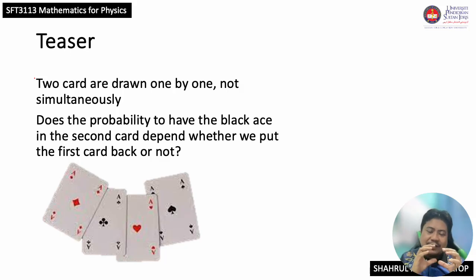Okay, in a set of 52 card decks, you are taking two cards. Either you take the first card and then the second card, or you take the first card, put it back, and then take the second card. In both cases, is the probability of having the black ace in the second card the same or not? Think about it. Is it the same or not?